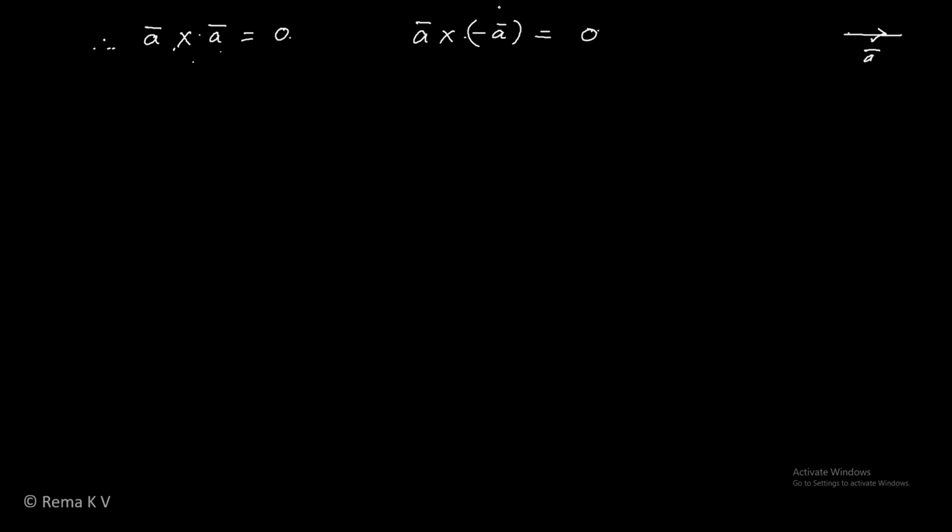If we are considering this case, this is vector A, and minus vector A is in the opposite direction. That means the angle formed here is pi. So sin pi will also be equal to 0. The value of sin pi is 0. So the cross product A cross minus A is equal to 0.